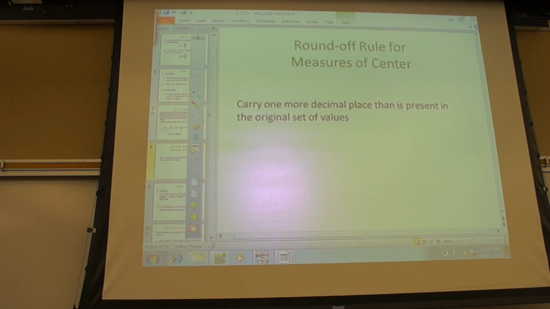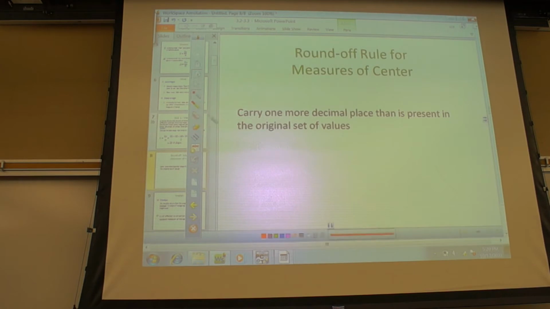Round off rules. Remember, your mean should have one more decimal place than your data. So if my data was like 1.7, 2.2, 3.1, 2.7, and say it averaged out to 2.364, I would round that off to 2 decimal places. Why? Because my data has 1 decimal place, so my mean should have 2.